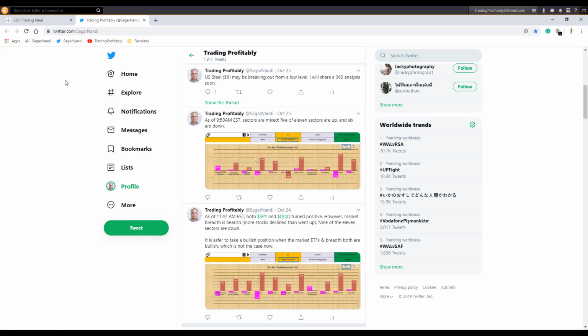Whatever be the market condition, using the 360 degrees analysis, you can always find low risk and high probability trading opportunities where the sector, industry, fundamental and technical forces are aligned.